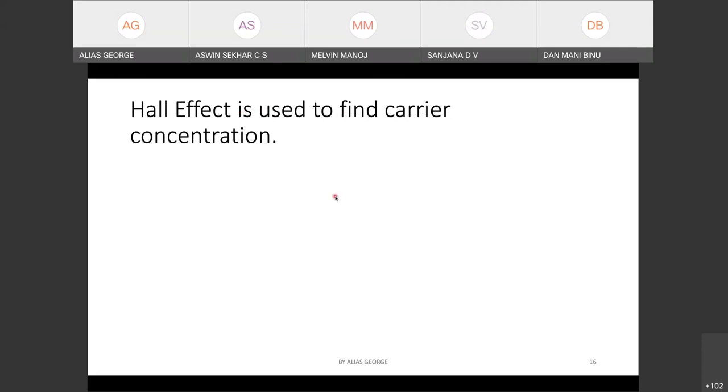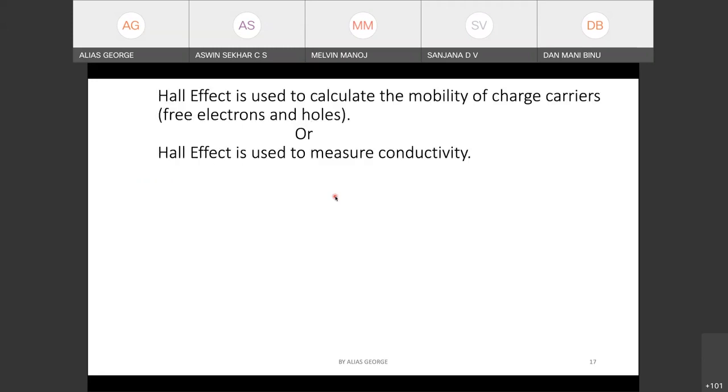Carrier concentration. You remember that equation, V_H is equal to IB divided by NET. E you know, T you know, I also know, B and V_H. The only unknown is N. So if you have all these details, you can find the carrier concentration from the Hall effect. That is one application. Another application: Hall effect is used to calculate the mobility of charge carriers.